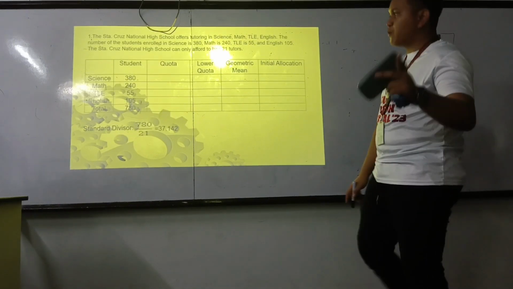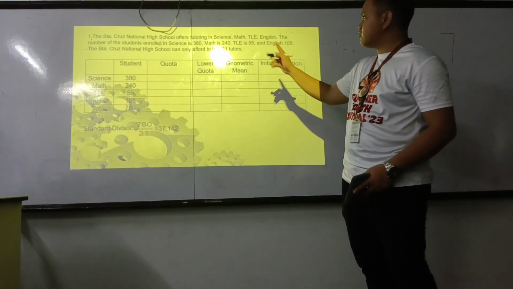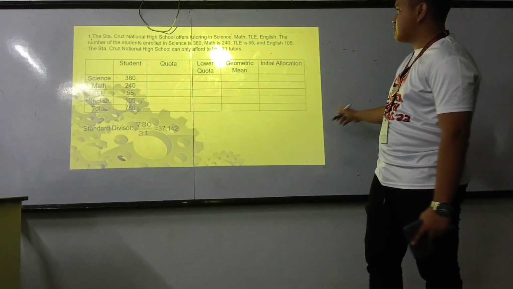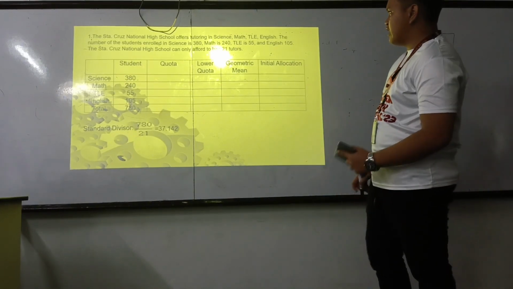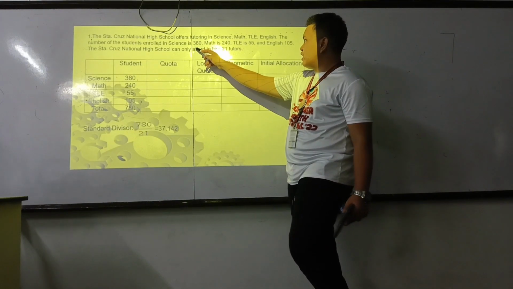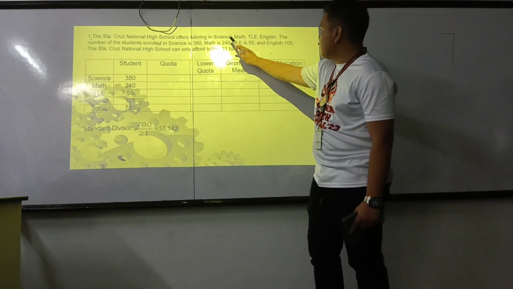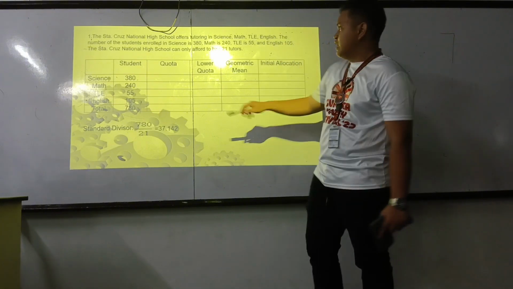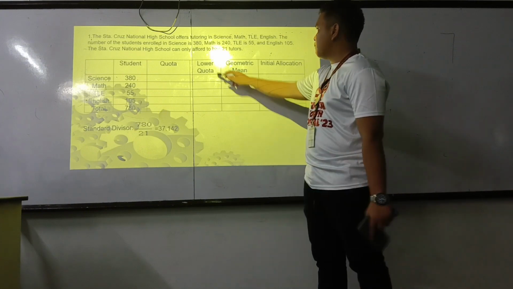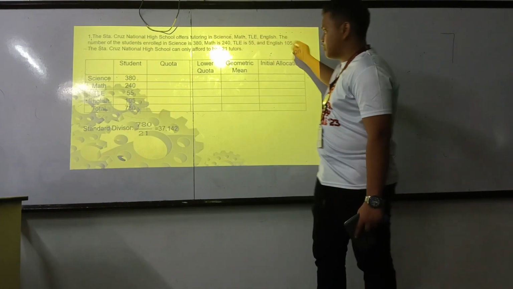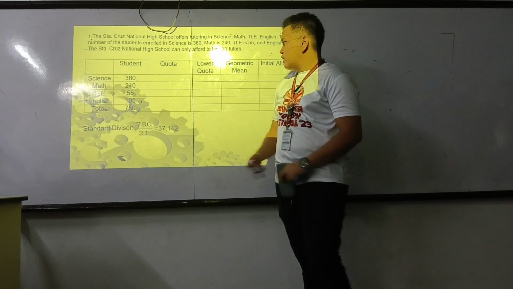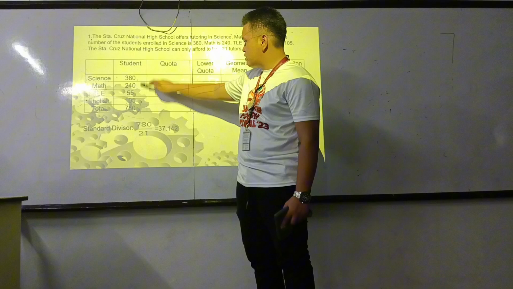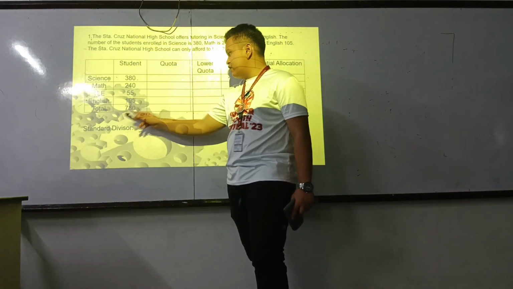Say, my number one example. The Santa Cruz National High School offered tutoring in science, math, PE, and English. The number of students in science is 380, math is 240, PE is 55, English is 105. The Santa Cruz National High School can only afford to hire 31 tutors. So, let's write the students enrolled, and the total is 780.